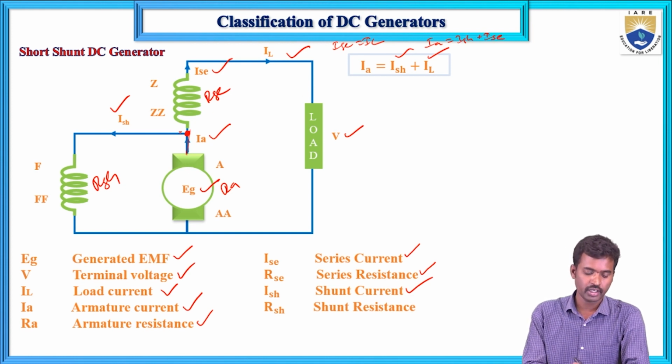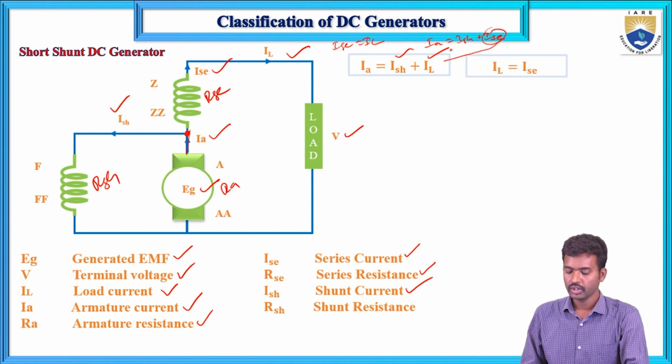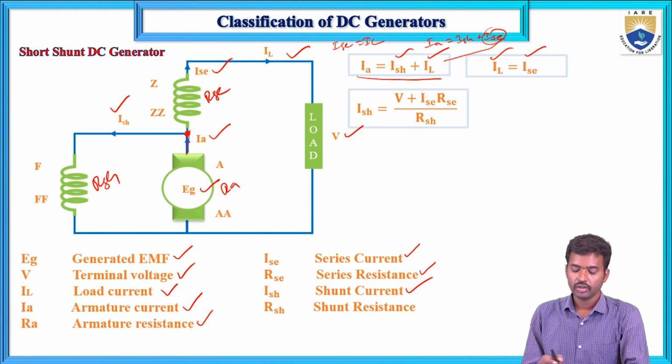The sum of entering currents equals the sum of leaving currents, which are ISH and I series. Here I series means IL. IL equals I series, and IA equals ISH plus IL. Now ISH equals, we need this current: the terminal voltage plus I series R series, divided by RSH. This is the ISH formula.